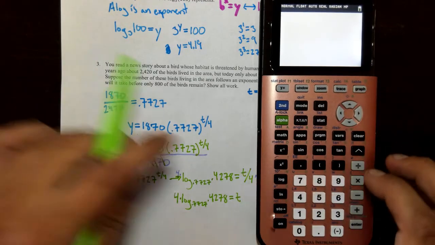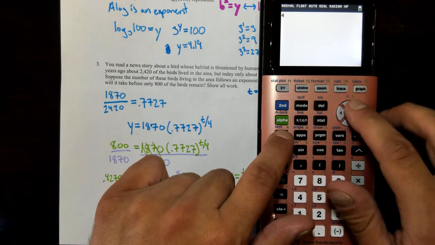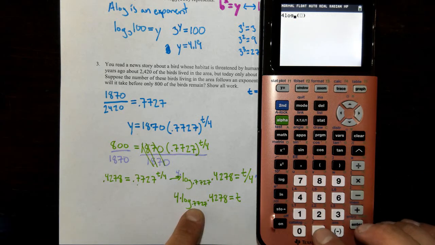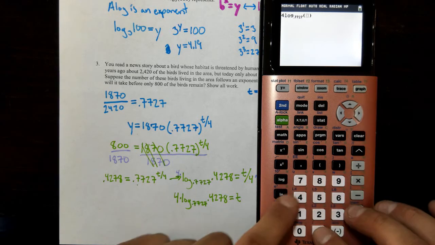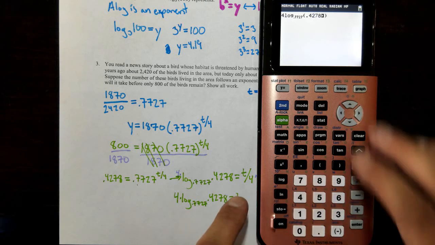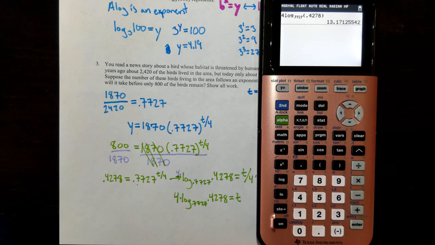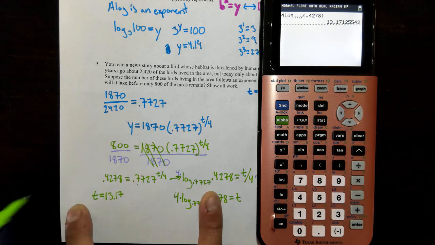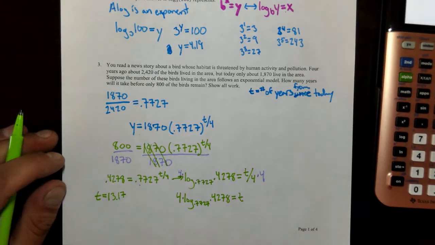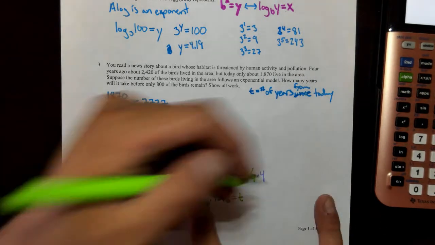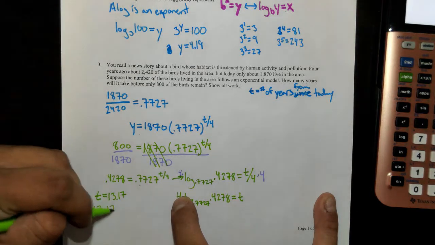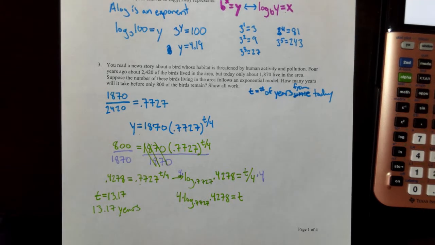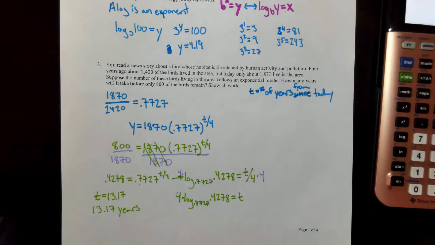So let's see here. 4, and then to get my log, I need to go to math, then go up to log base, because we need to be able to pick our own base here. 0.7727, 0.4278, and there we have it. T is equal to 13.17 years. So how many years will it take for only 800 of the birds to remain? 13.17 years. Awesome. Let's go on to page 2 now.